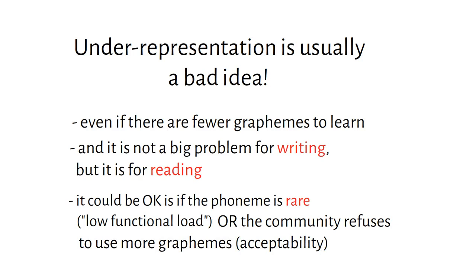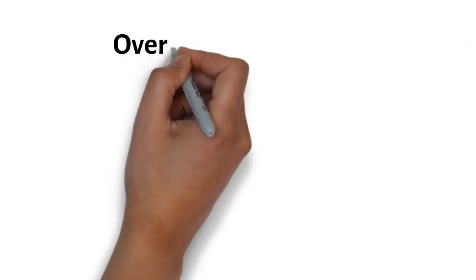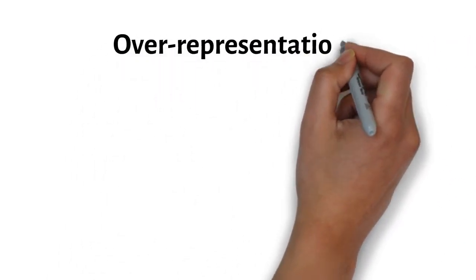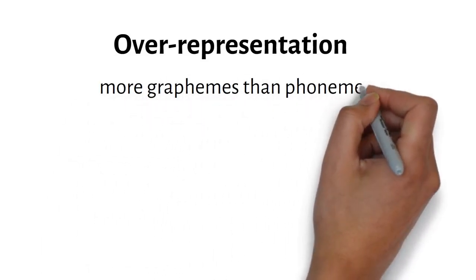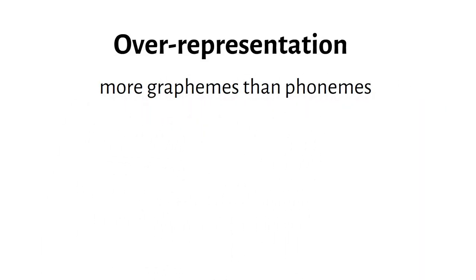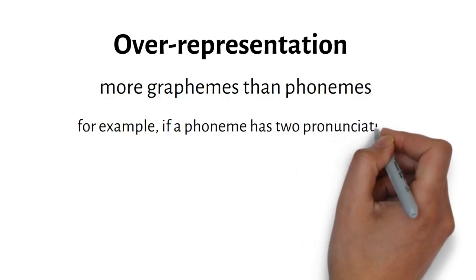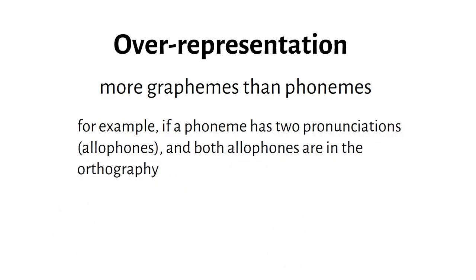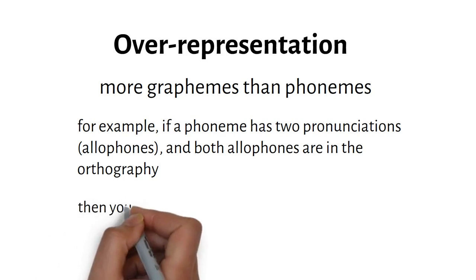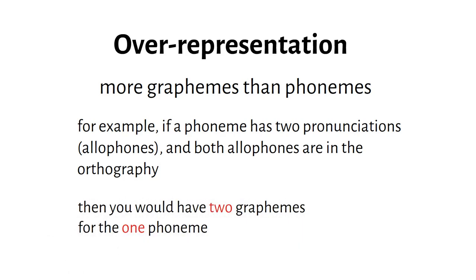Is there the opposite problem too? Yes, let's talk about that opposite problem, overrepresentation. This is where you have more graphemes than phonemes. A phoneme is represented by 2 or more graphemes. For example, if a phoneme has 2 different pronunciations, 2 allophones, and both allophones are in the orthography, then you would have 2 graphemes for one phoneme.